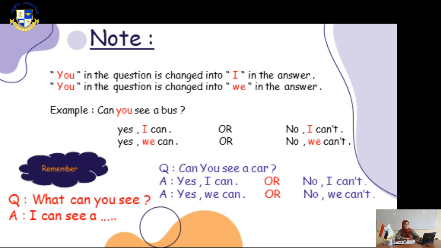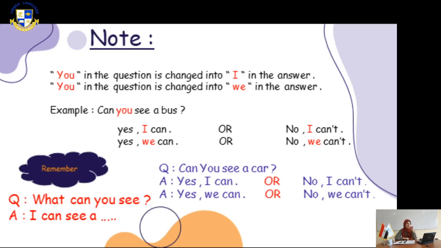Remember, can you see a car? Yes, I can. No, I can't. When we see can at the beginning of the sentence, it's a question, and we are going to answer with yes or no. This is a yes or no question. You are going to answer with yes or no when you find can at the beginning of the sentence, and you are going to use verb can while you are answering. Yes, I can. No, I can't. Yes, we can.